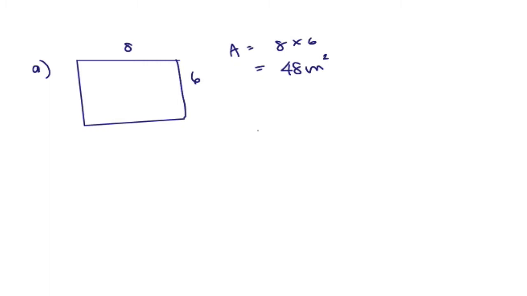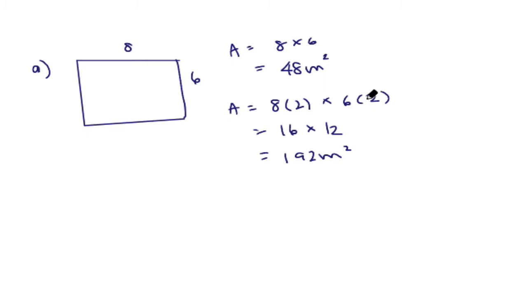And they want to know what happens if these measurements are doubled. So the area would then be 8 times 2 times 6 times 2. So now it becomes 16 times 12, and that's 192 meters squared. We can see that 192 is actually 4 times bigger than 48. So if we double both of these sides, we quadruple the area.